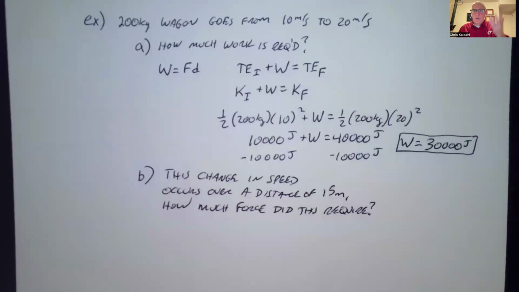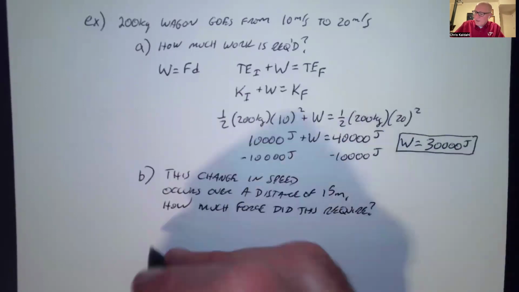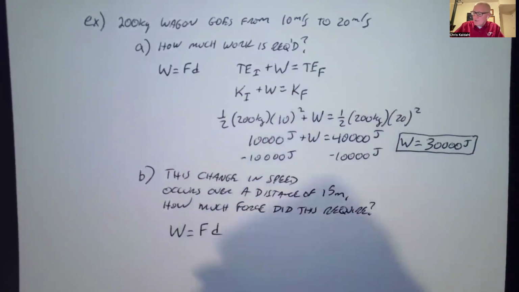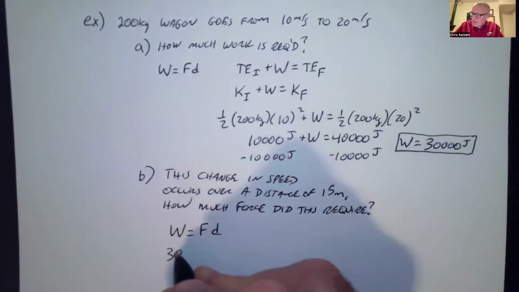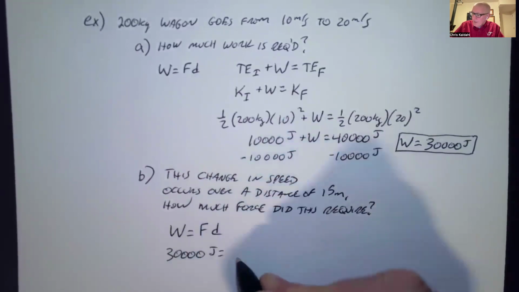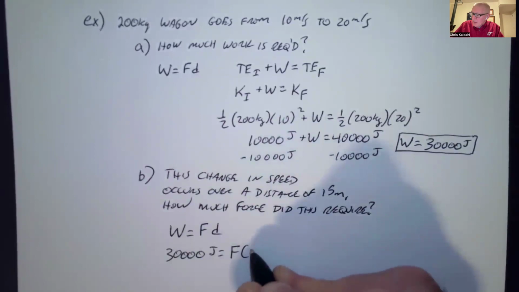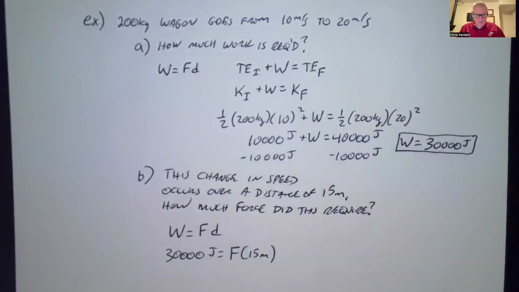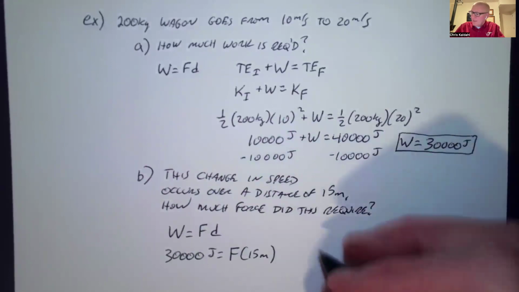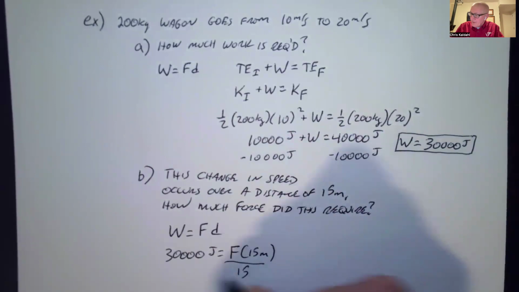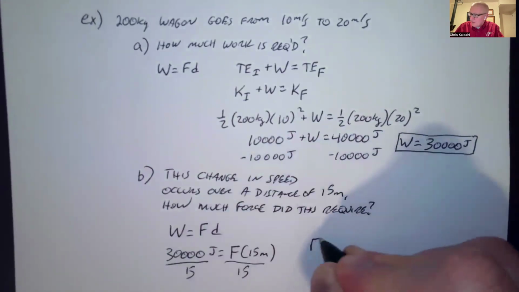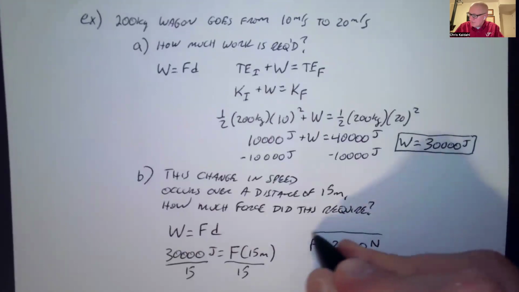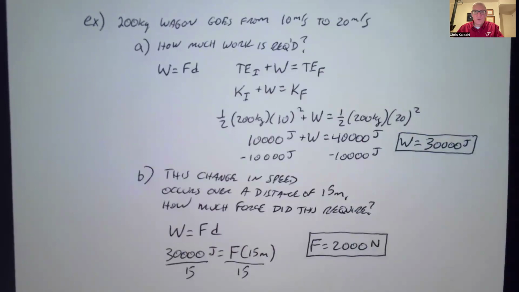And so at that point, you say, well, I know how much work it was. We know the work. We're trying to find the force, and we were given the distance. So the work is going to be 30,000 joules. We don't know the force, but it was done over a distance of 15 meters. So 30,000 divided by 15 gives us a force of 2,000. And remember, force is measured in newtons. So we would say force is 2,000 newtons.